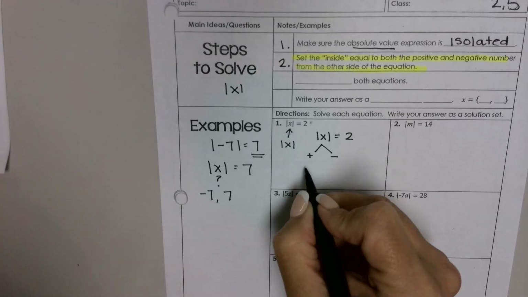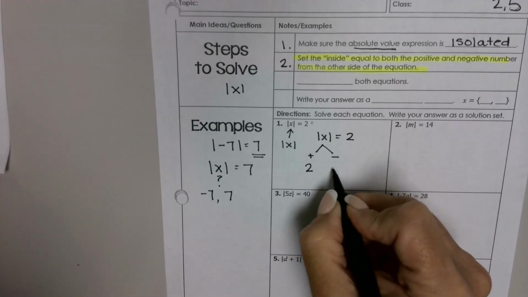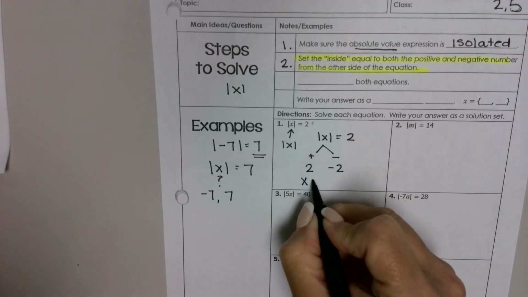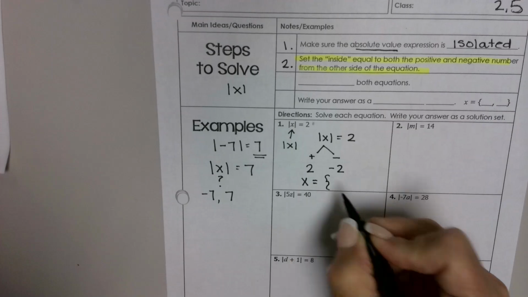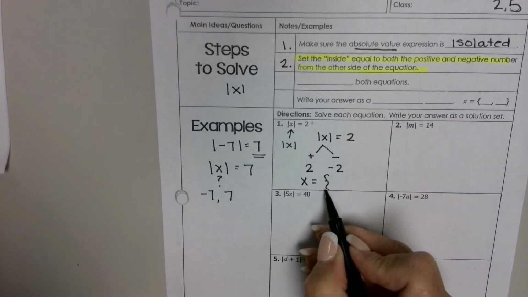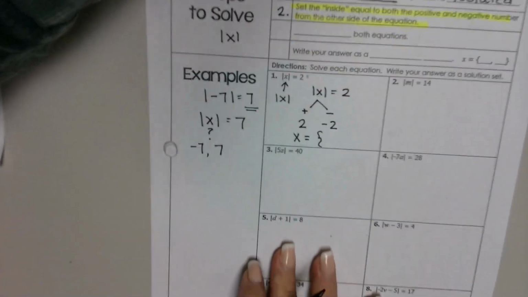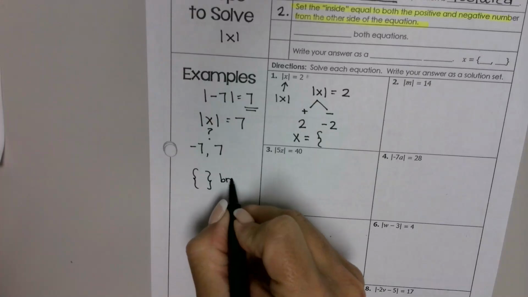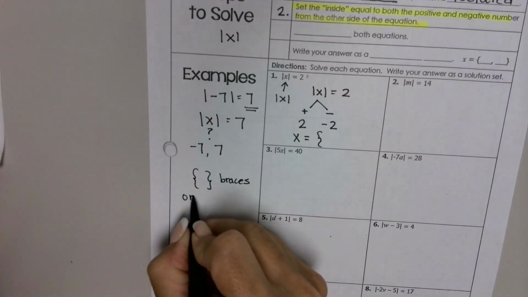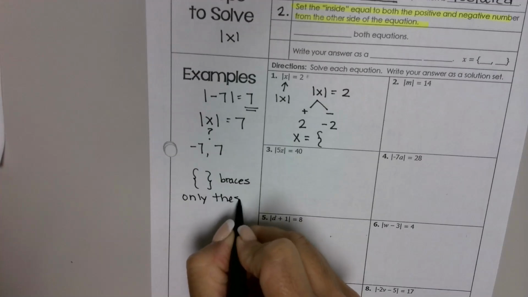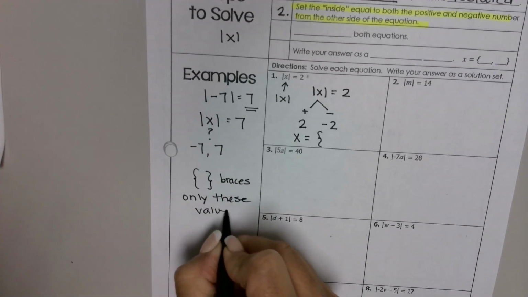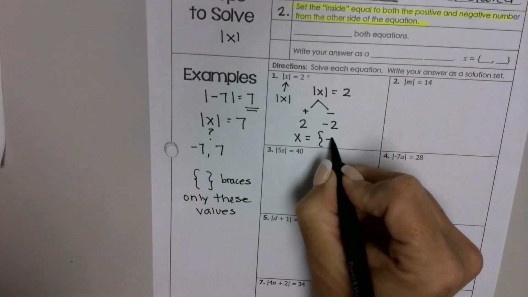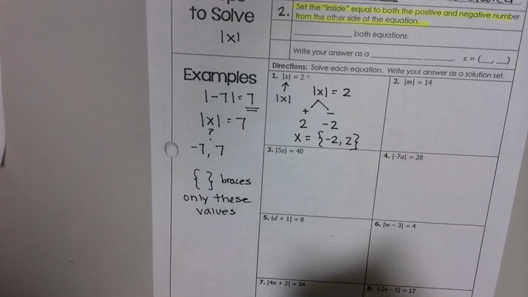The positive value of this is going to be 2 and the negative value of this is going to be -2. So when we write the solution, we would say x equals, now I'm going to use a brace. This brace just means the value is inclusive to that solution. When we use braces, it means only these values. I would write this from least to greatest, so -2, 2, and that's my solution.